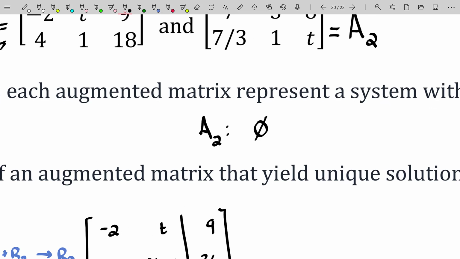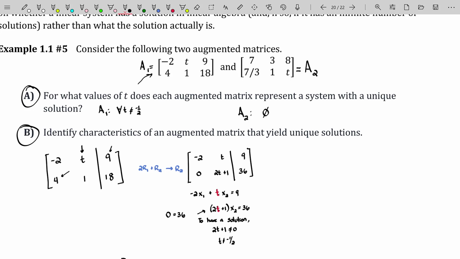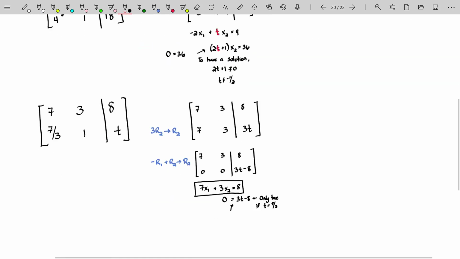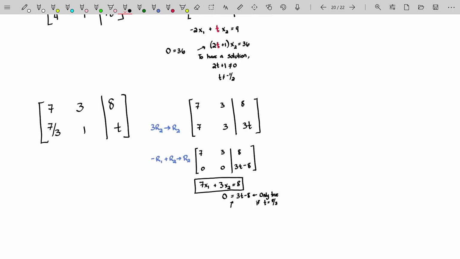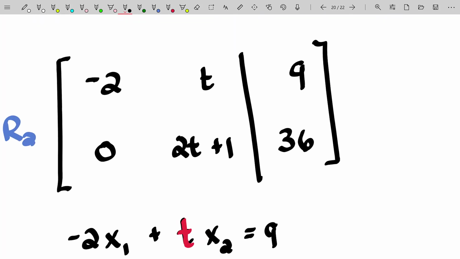No matter what we choose for the value of t, there's just not a unique solution to the underlying linear system. So let's talk about the key characteristics that yield unique solutions to linear systems. Well, that's pretty easy if you look only at the first example, the A sub 1 matrix. This was the A sub 1 after we did row reduction.